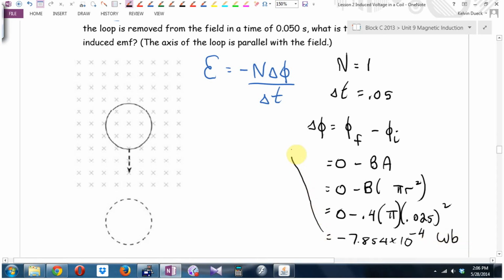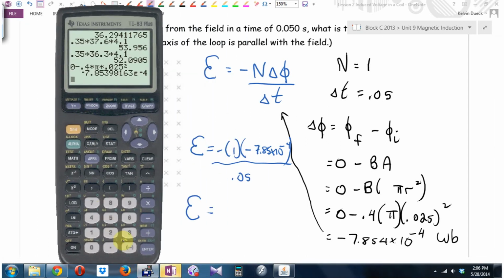So this is going to get plugged into here. The induced voltage, the induced EMF, is going to be negative 1 times negative 7.85 times 10 to the negative 4 divided by 0.05. And I get a pretty small induced voltage, 1.6 times 10 to the negative 2 volts.